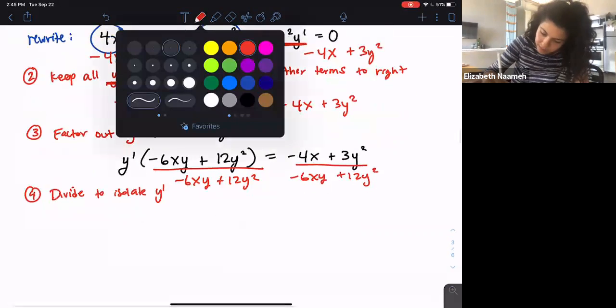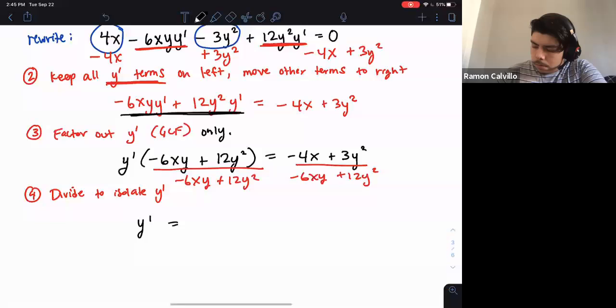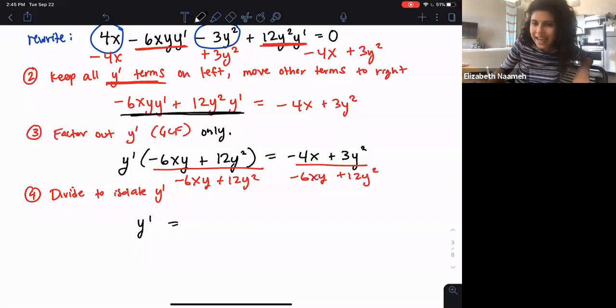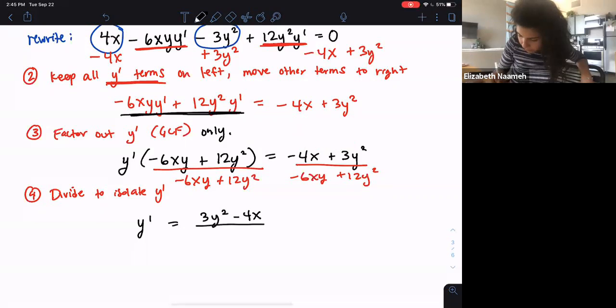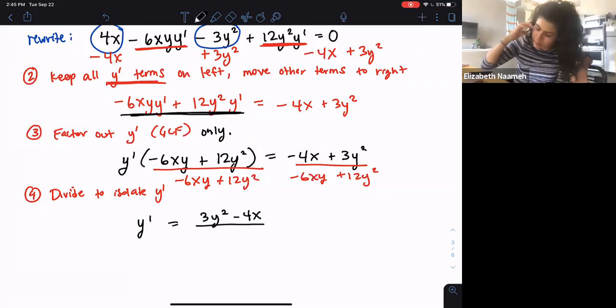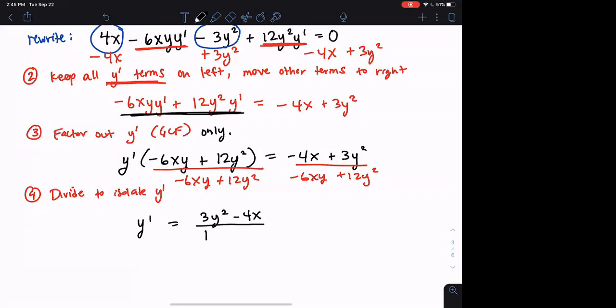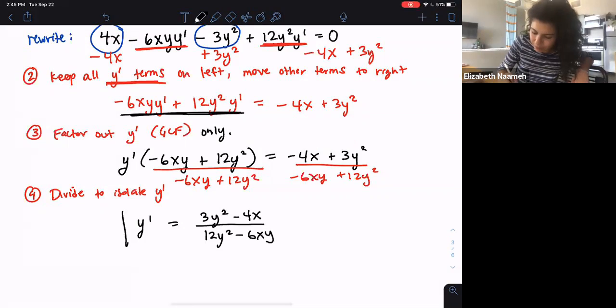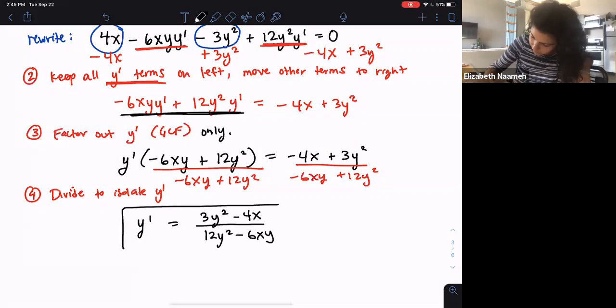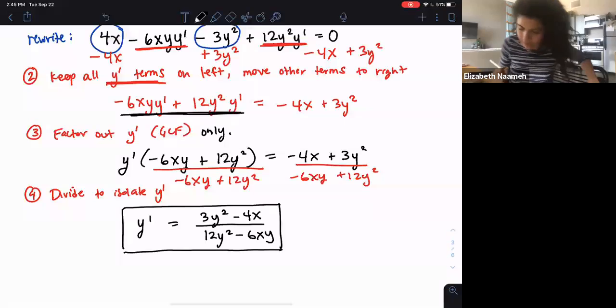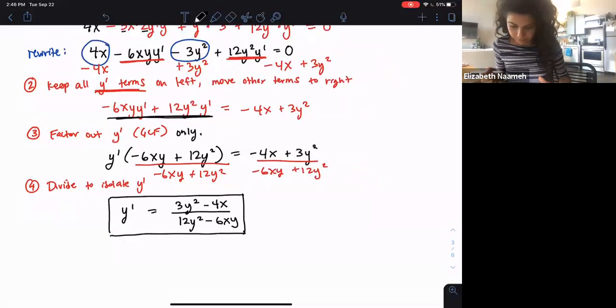And so my final answer is y prime equals, okay guys, slow down. I hate having a negative in the front. So can I just swap the positions? Yes. 3y squared minus 4x. If you understood, do the bottom. What are we writing on the bottom? No negative in front. 12y squared minus 6xy. Yes. Ta-da! And we answered the question. We got y prime. We got the derivative. That, ladies and gentlemen, is implicit differentiation.